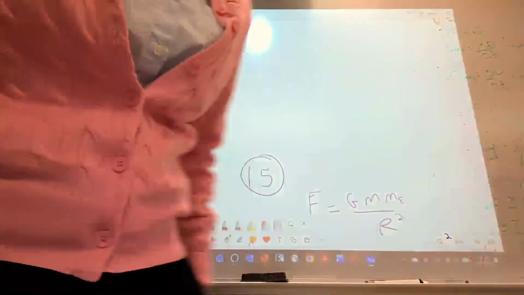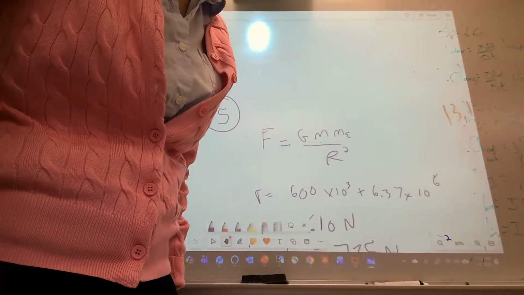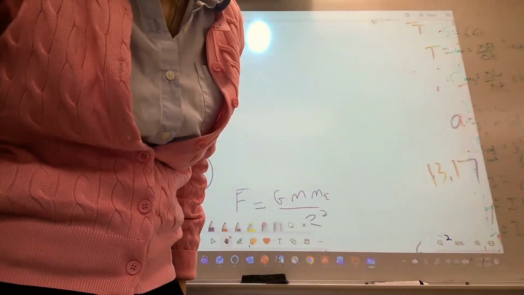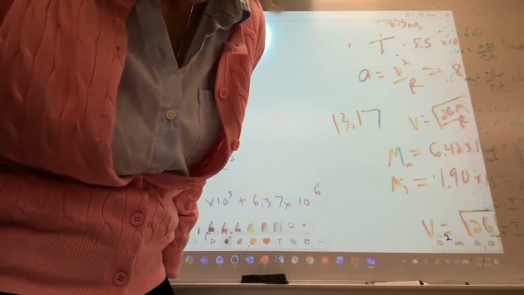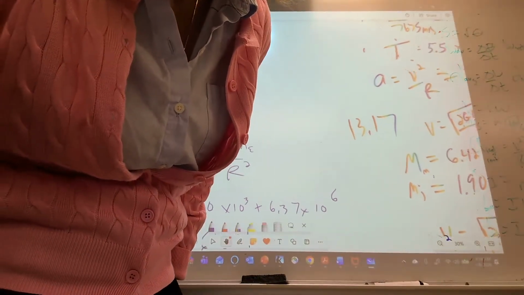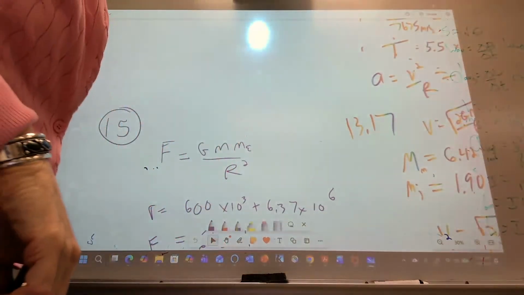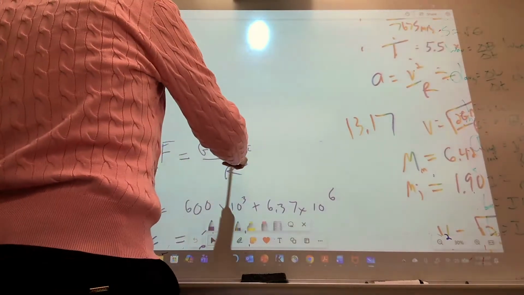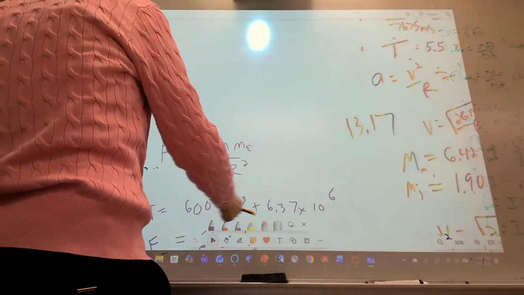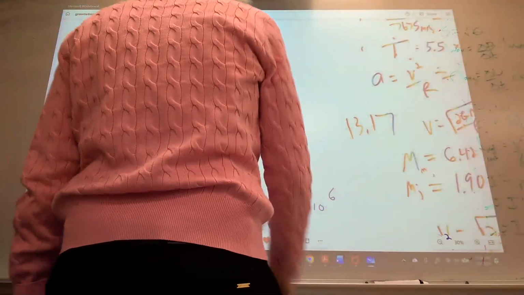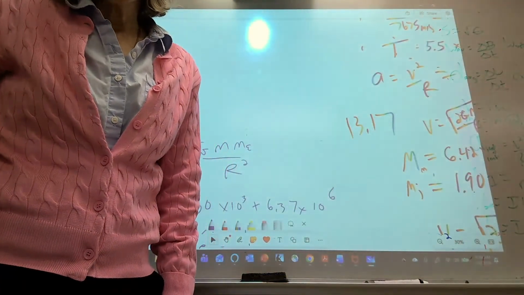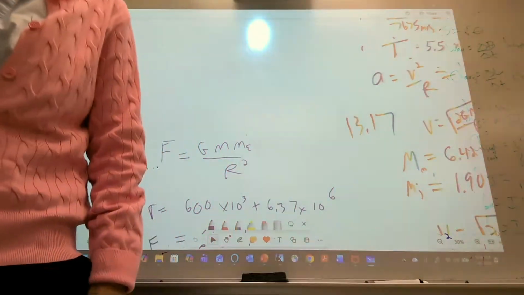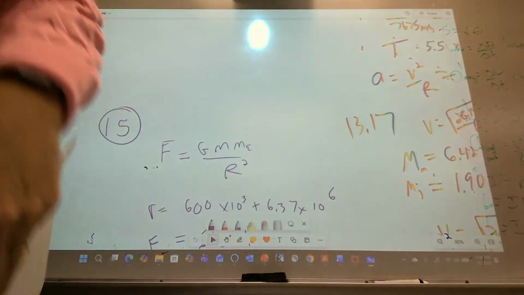So we have universal G, which is 6.67 times 10 to the negative 11. You have the mass of the Earth, 5.98 times 10 to the 24. Then you have to add in the mass of the person and then the R squared. So the R is the radius of the Earth plus 600 times 10 to the third. Remember, you have to put it in meters. And then you just enter it into your calculator.